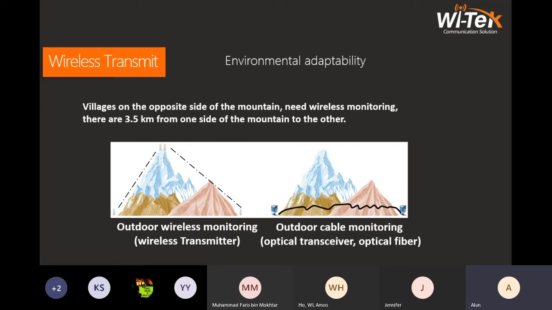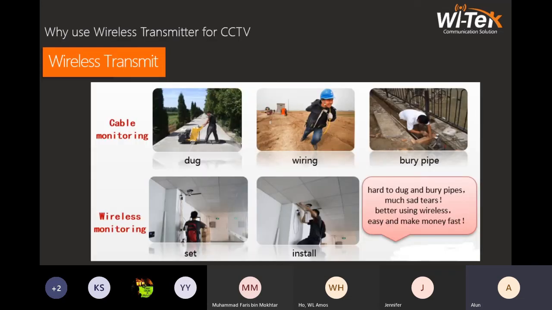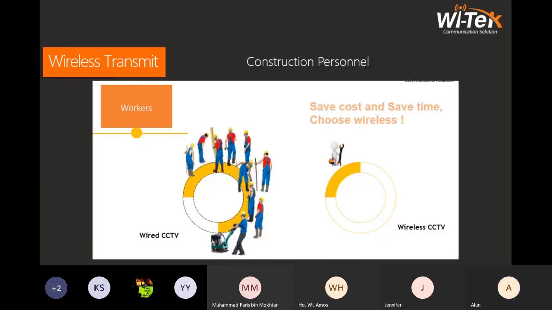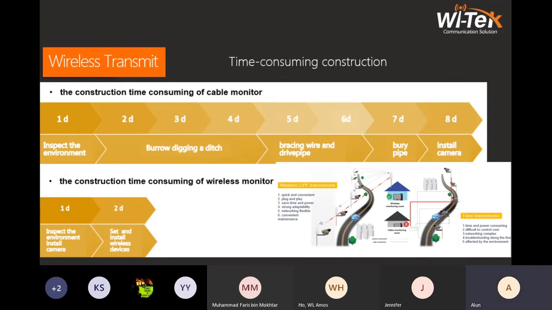So it's easier to deploy and saves money, because if you deploy by cable, you need to do more work and you need more people. For wireless, you just need to deploy two point devices. It's easier and saves money. And usually, deploying by cable also needs more time.